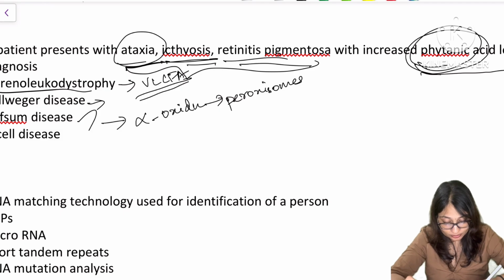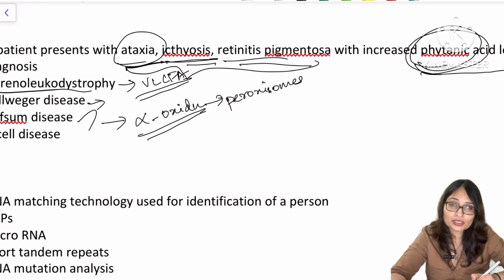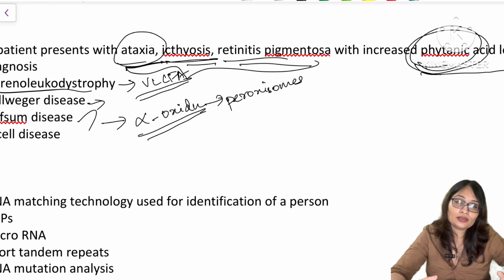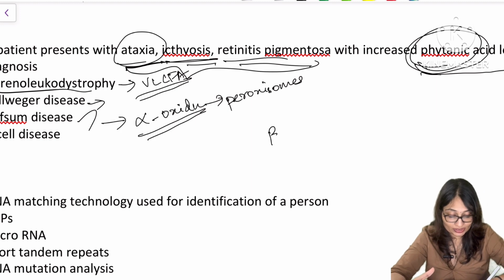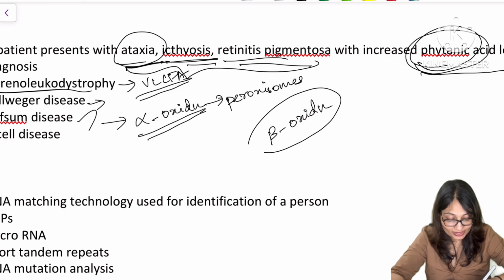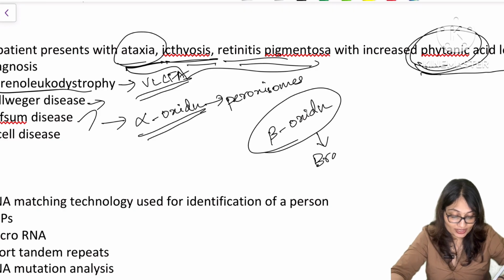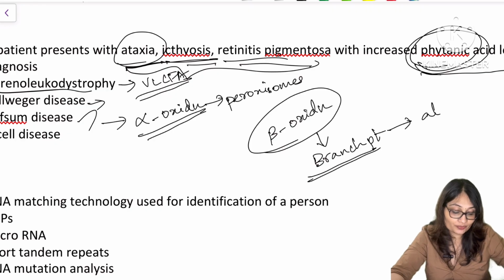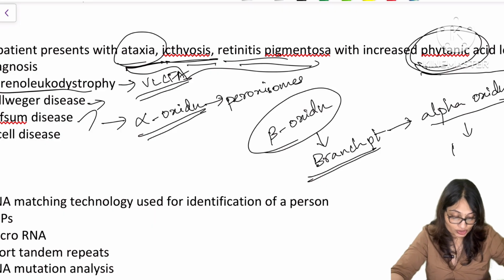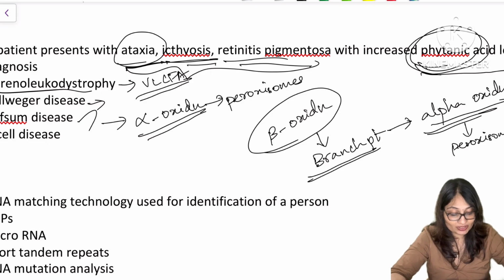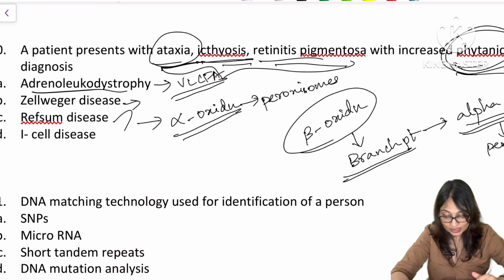Okay, so what do you mean by alpha oxidation? Basically, in any fatty acid, there will be beta oxidation, right? But supposing in the beta carbon there is a branch point, the fatty acid goes in for alpha oxidation, and alpha oxidation happens in peroxisomes. So apart from alpha oxidation, what other types of oxidation happen in peroxisomes? It is very long chain fatty acid oxidation that happens in peroxisomes.